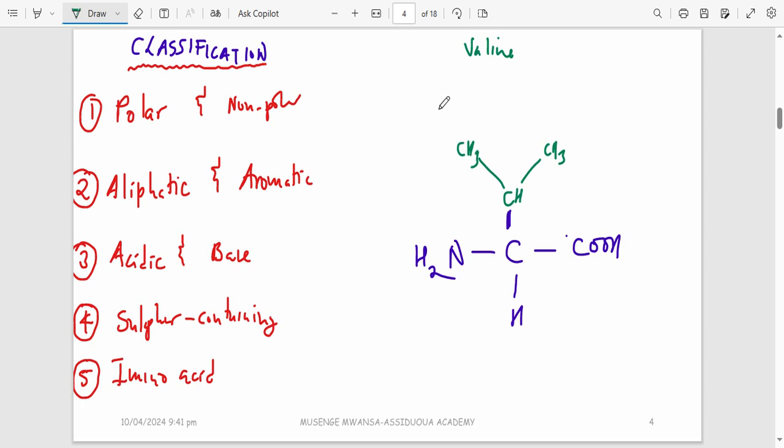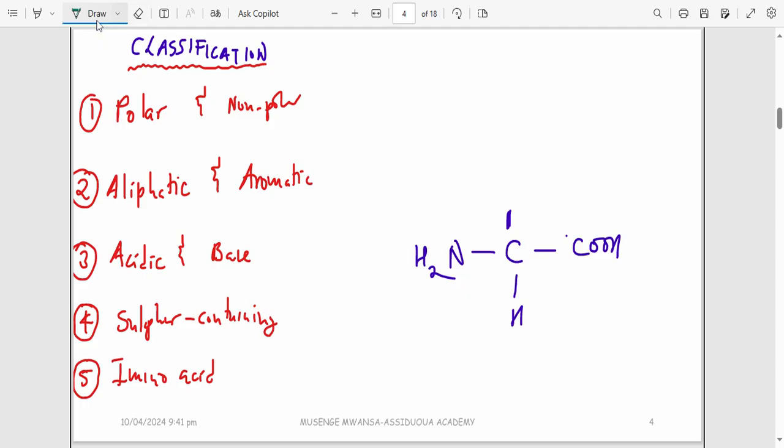It's non-polar. It has got a lot of carbon hydrogen bonds. Is it aliphatic or aromatic? It is still aliphatic. There is no ring. As long as you can't see a ring, it can't be aromatic. Is that okay?